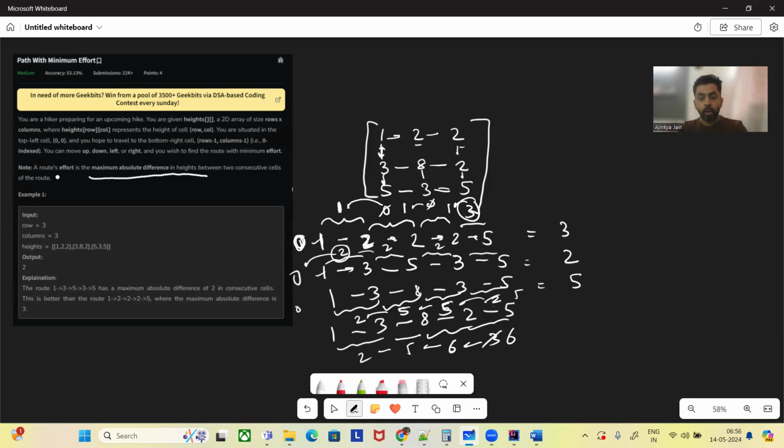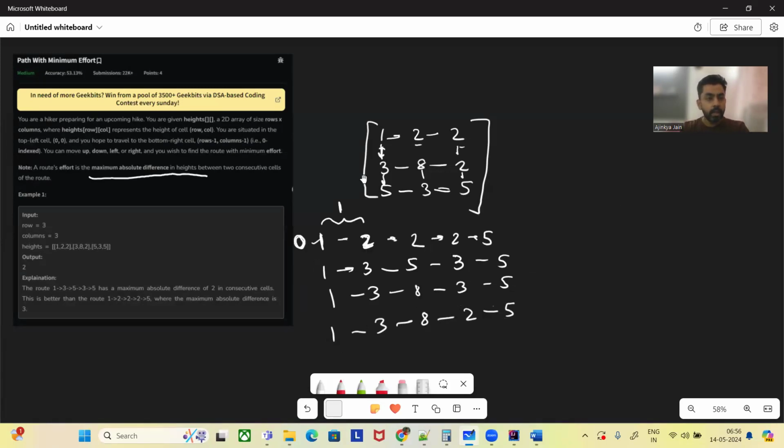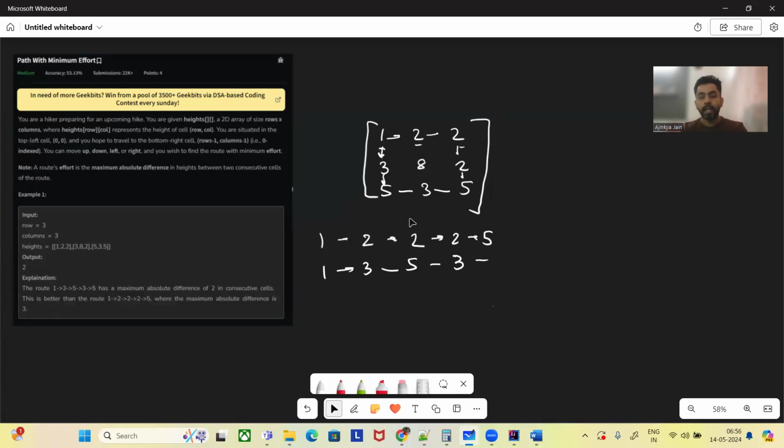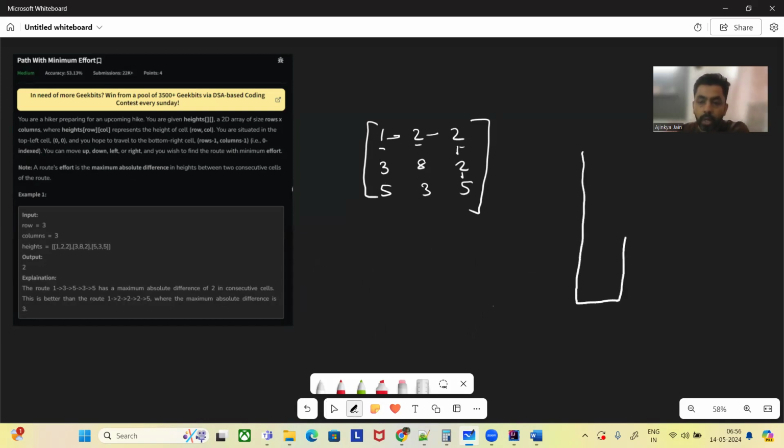Now how are we going to solve this problem? What we have been asked is to find the path with minimum effort. Whenever a path is asked in a problem, and it is shortest or minimum, what algorithm comes to mind? The algorithm which comes to mind is Dijkstra's algorithm. So how are we going to solve it with Dijkstra's algorithm? We are going to take a priority queue, a minimum priority queue, and we are going to take a distance 2D matrix as well, initialized with infinity.